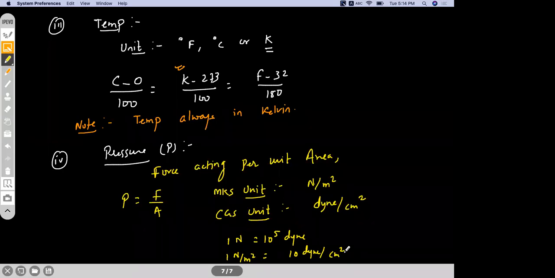So these are the four gaseous variables, or gaseous parameters, which we use to define the state of a gas. Now these variables have a certain relation at a given condition, that we call the gaseous law. So we'll do the gaseous law next.